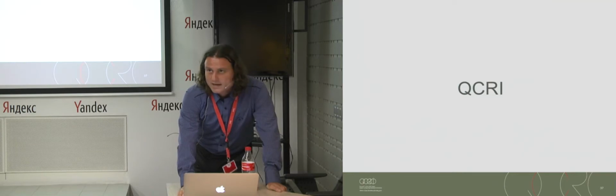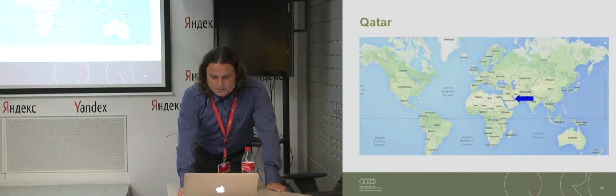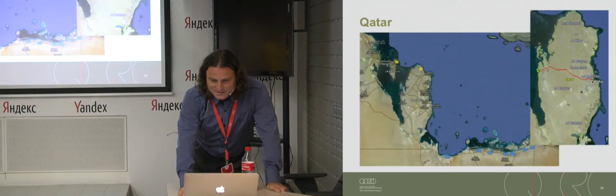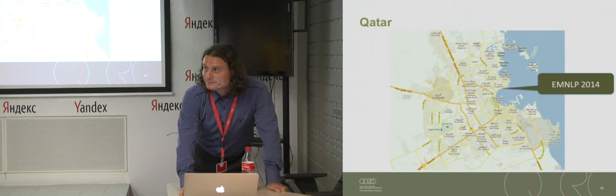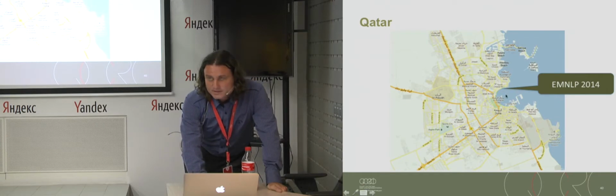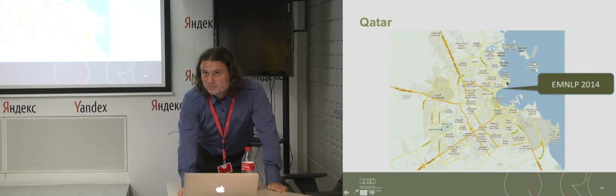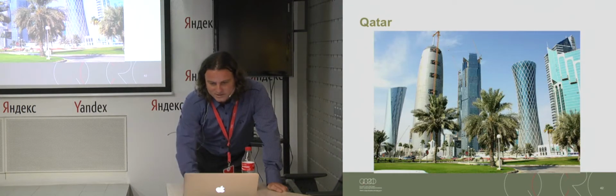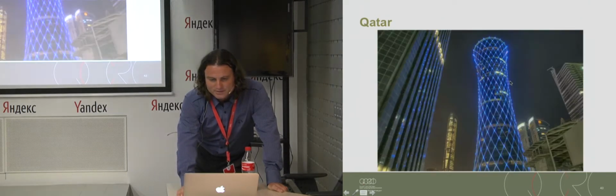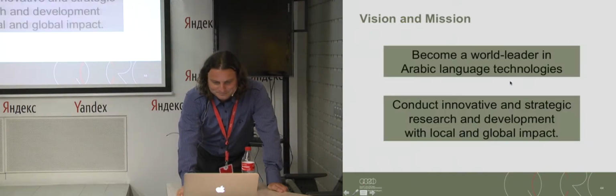So I come from QCRI, the Qatar Computing Research Institute. It's in Qatar, a nice location with Iran on one side, Saudi Arabia on the other, and Iraq a little bit to the north. Very safe place. EMNLP, one of the major conferences in computational linguistics, is going to be here this year in October. This is our building, the Tornado Tower, now at night.